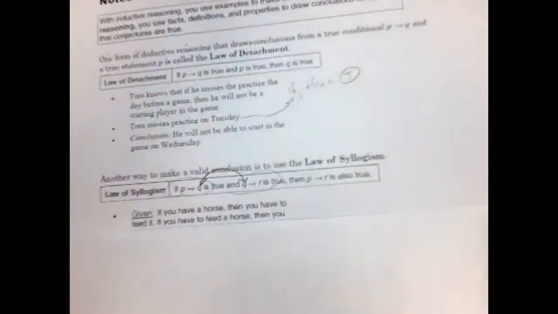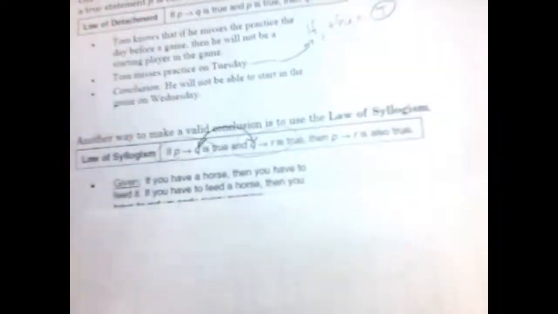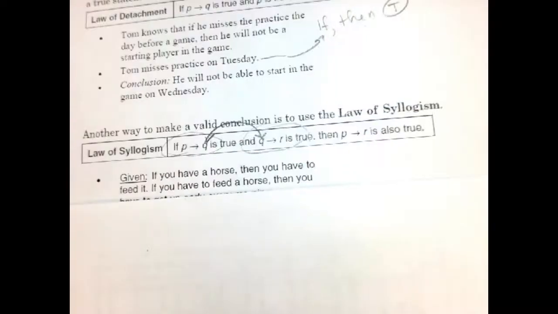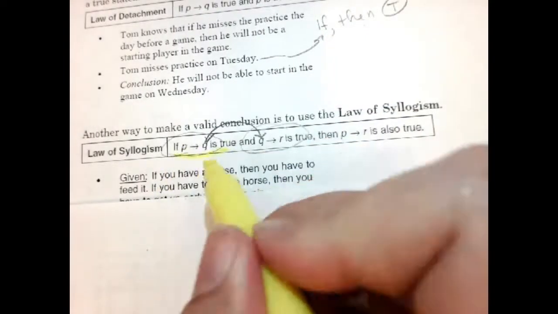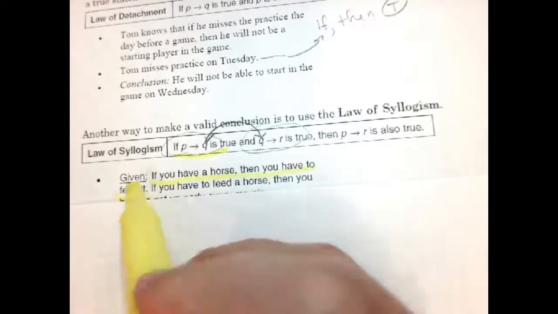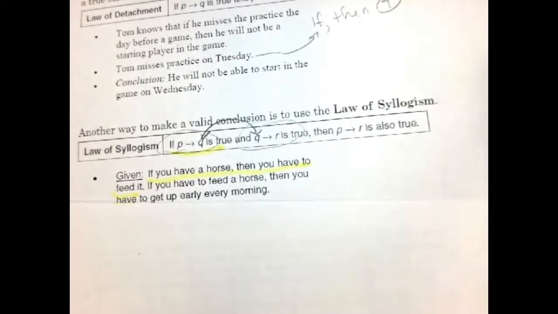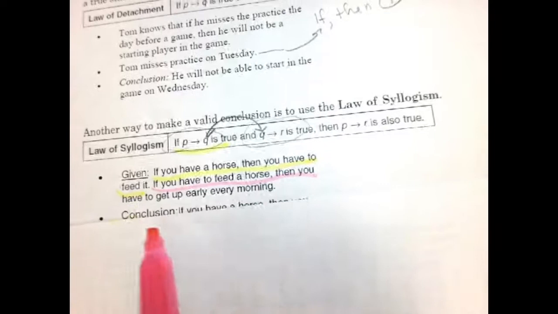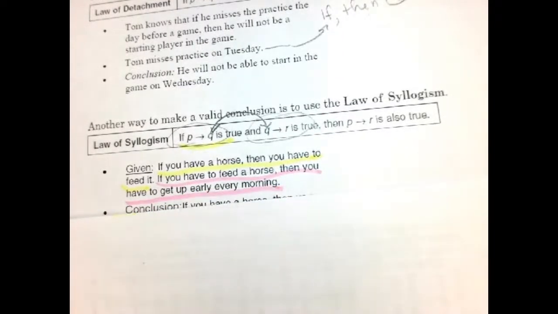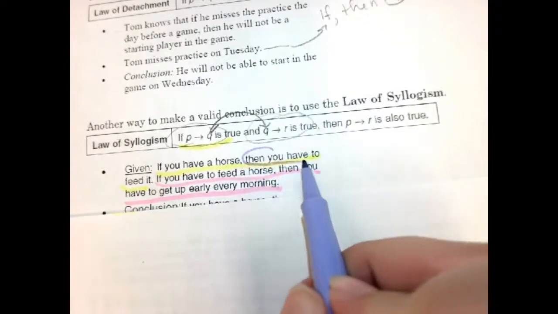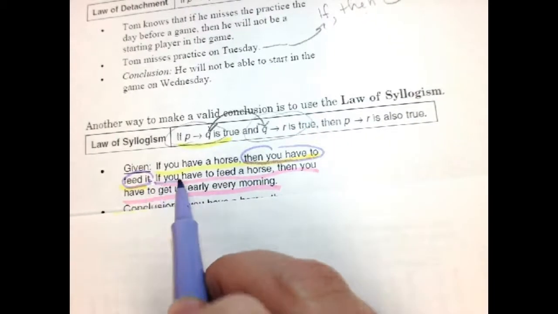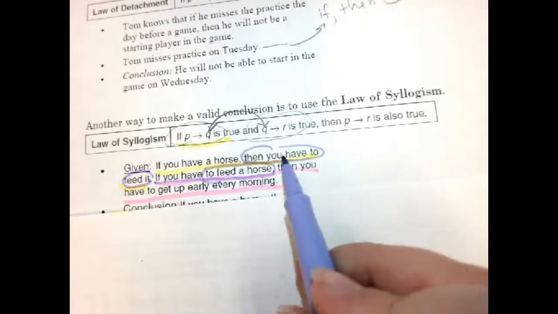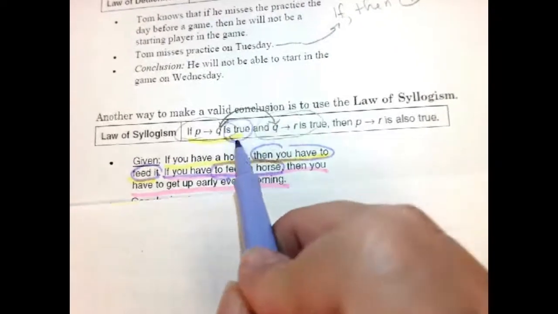And I'm going to zoom in a little because I'm going to highlight this part so we can see it a little better. So the first one is if you have a horse, you have to feed it. Then you have another if-then statement. If you have to feed a horse, then you have to get up early every morning. One of the important parts of this is that the middle parts match. So here, then you have to feed it, matches with the first part of this, if you have to feed the horse.